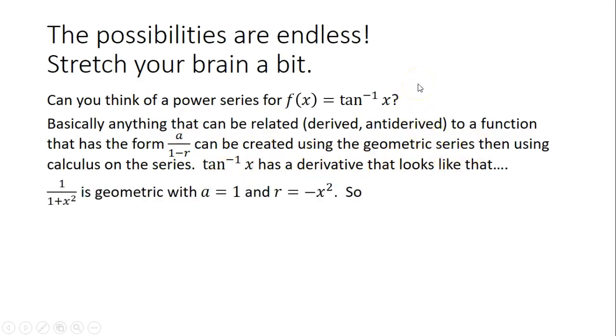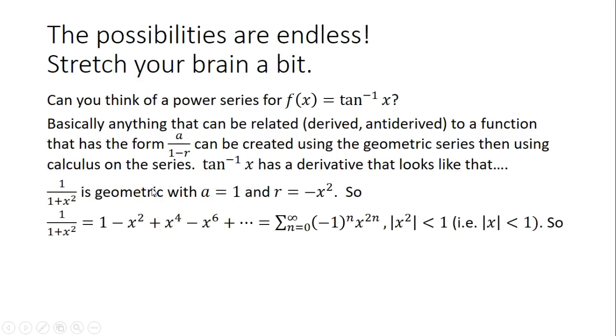That's 1 over 1 plus x squared, right? Well, that's geometric, with a equals 1 and r is negative x squared. So we can write that out. It's first term 1, then negative x squared, positive x to the 4th, negative x to the 6th. We're just multiplying by negative x squared every time.